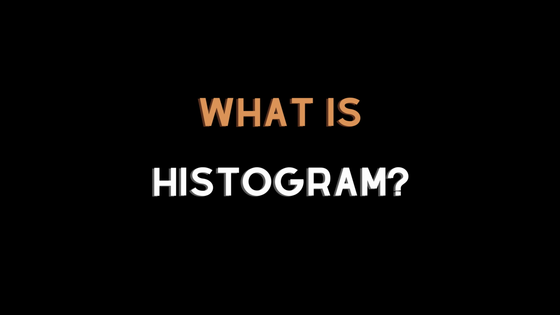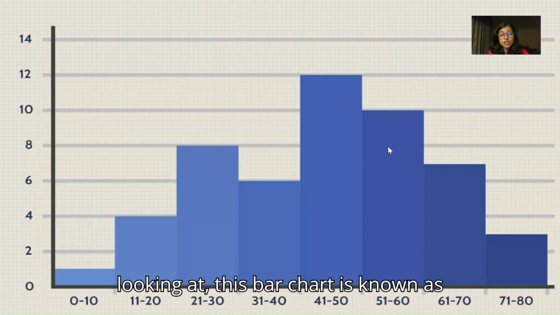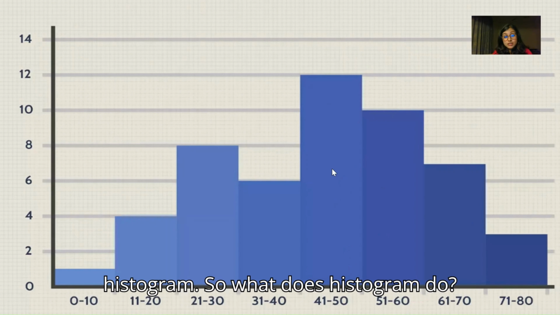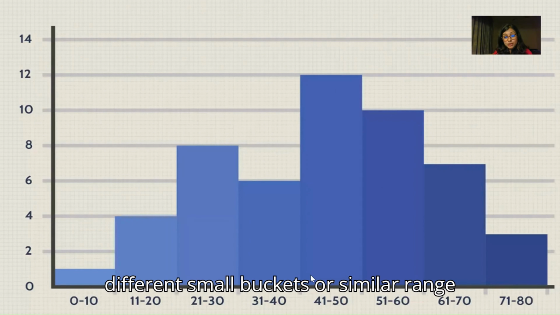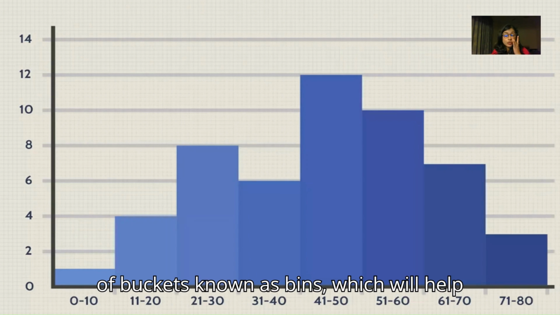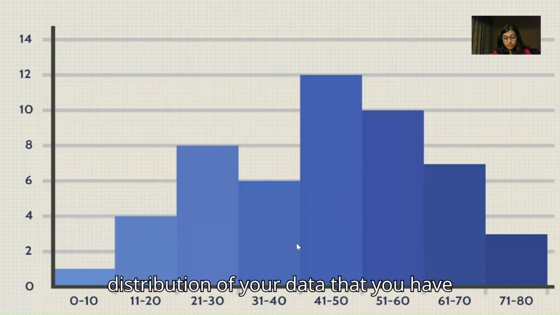But before all this, let us figure out what a histogram is. This particular screen that we are looking at, this bar chart, is known as a histogram. So what does a histogram do? A histogram divides your data into small buckets, or similar ranges known as bins, which help you understand the frequency distribution of your data.